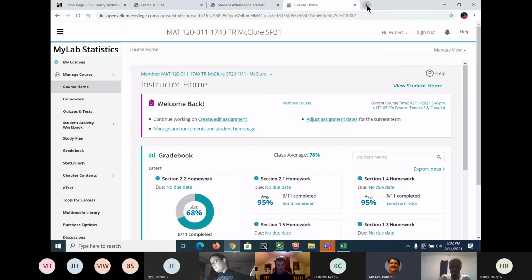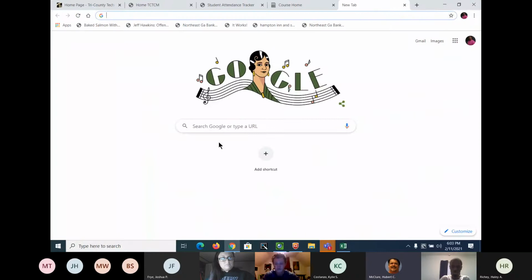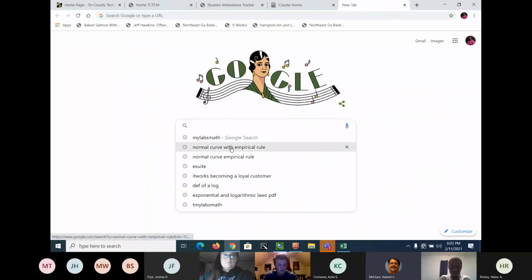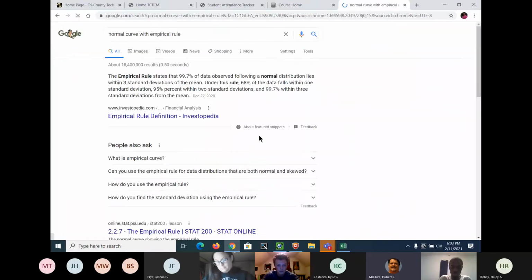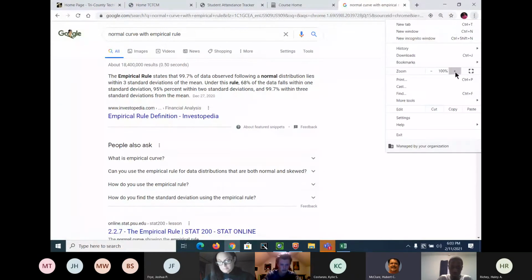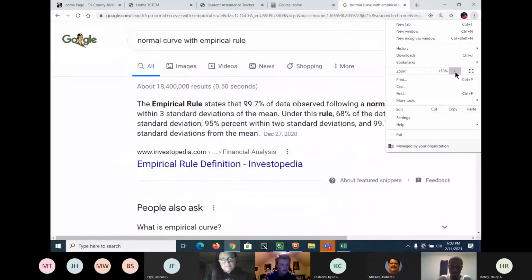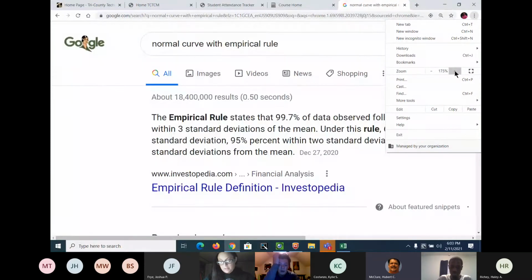Go to Google, and I want everybody, if you've got a minute, to do this because, like I said, out of 12 people, 2 of y'all are going to do it. You go to Google and you type in normal distribution with empirical rule. I'll blow it up so everybody can see. There you go. Normal curve with empirical rule. Everybody got that? And hit images.